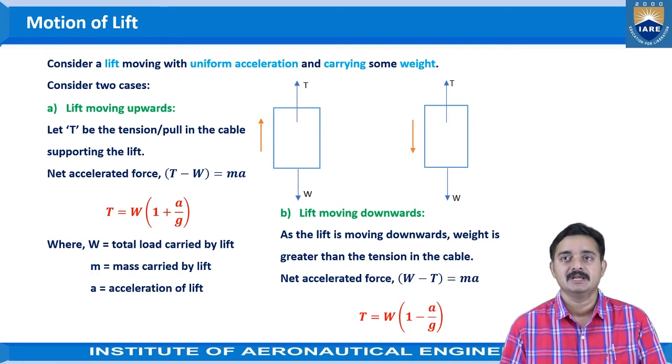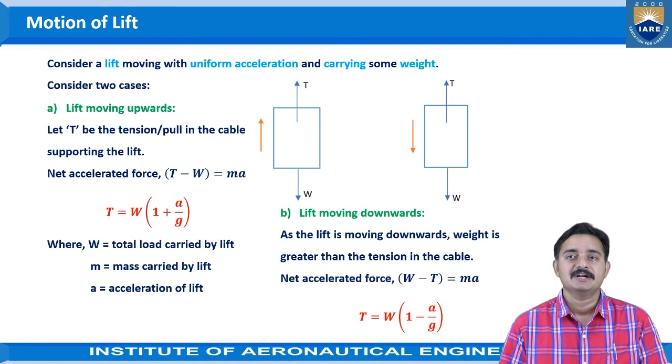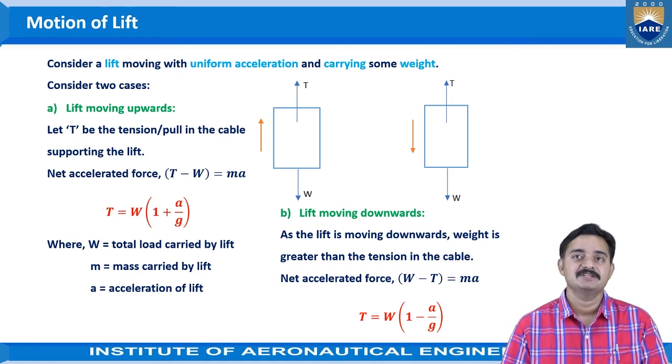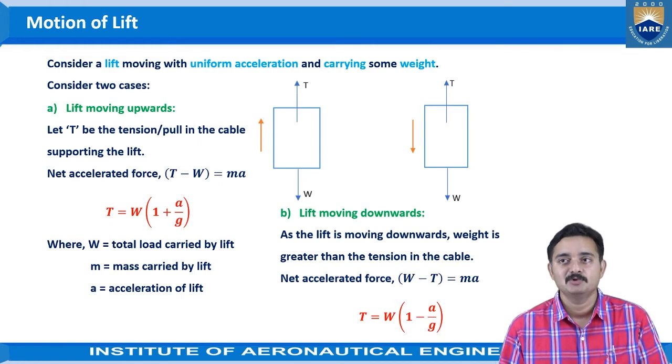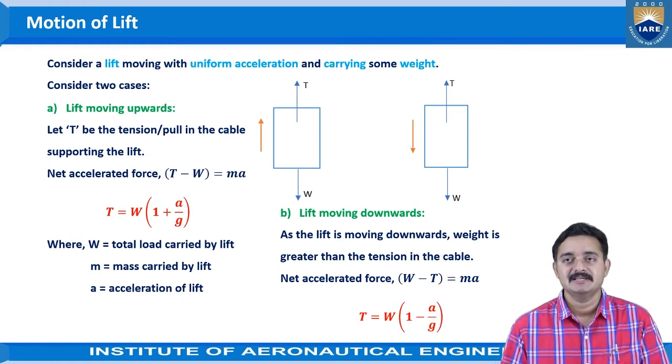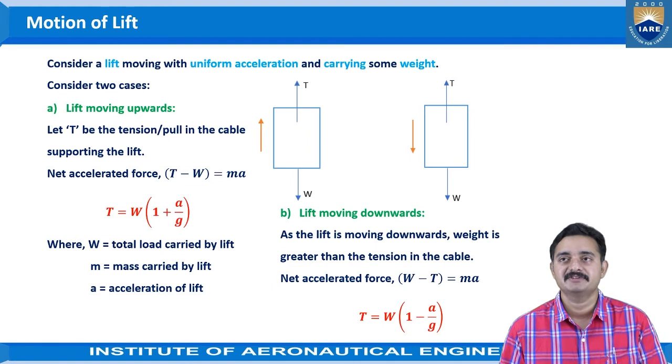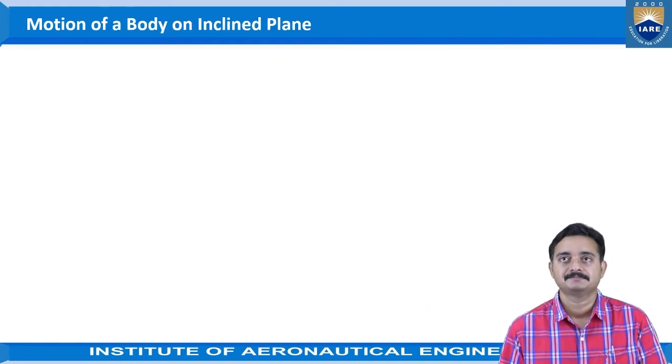So there is a slight difference between the first case and the second case. T is equal to W into 1 plus A by G is the case for the lift moving upwards, and T is equal to W into 1 minus A by G is the case when the lift is moving downwards.